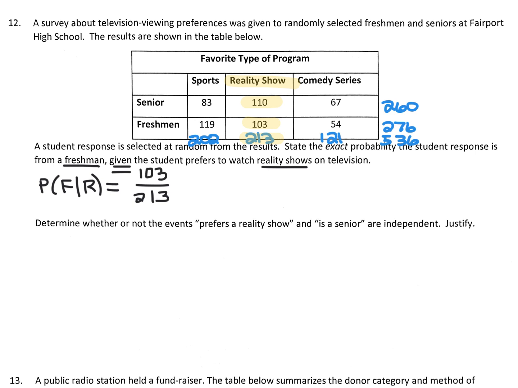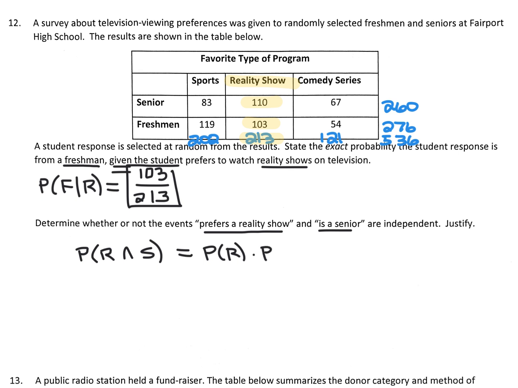All right, so this is the answer to the first part. Now, the second part wants us to determine whether or not the events prefers a reality show and is a senior are independent. If the two events are independent, then it's going to fit this formula: the probability of reality and senior will equal the probability of reality times the probability of senior. I'm going to put a question mark here because we don't know if this is going to be true or not.